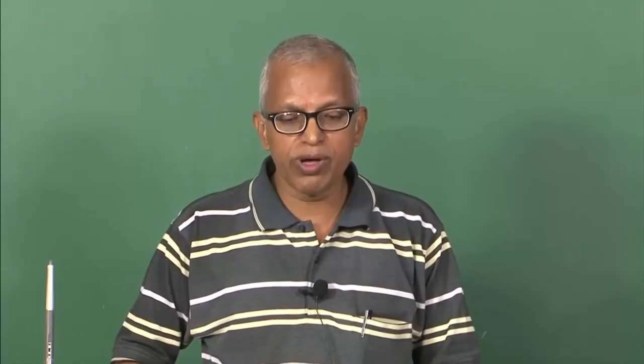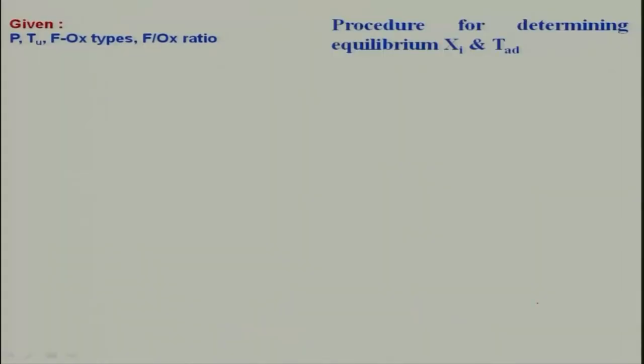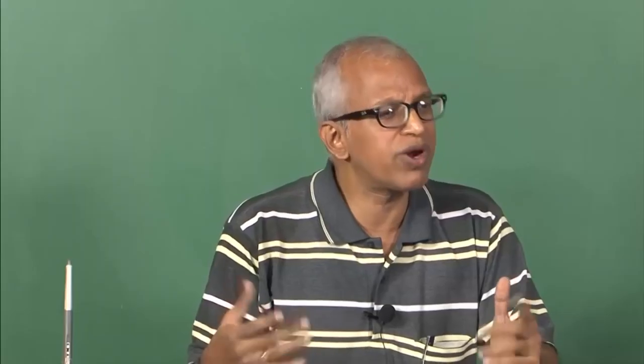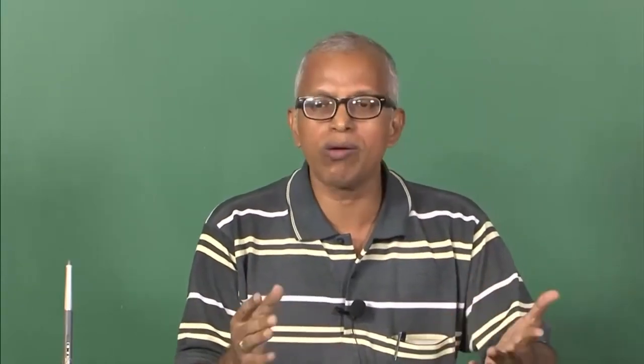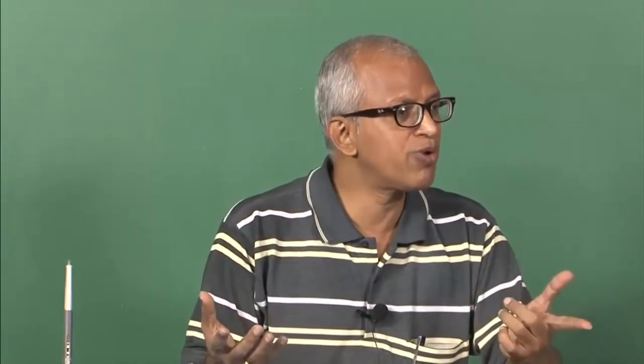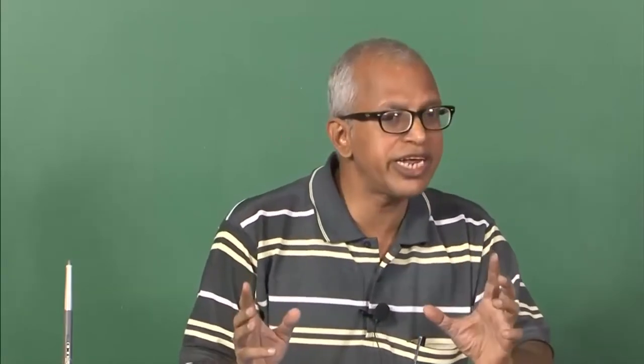Now, we are going to see how we are going to do that. We will have to devise a procedure for determining equilibrium compositions, that means mole fraction of species, and also adiabatic temperature, both are interlinked. So, I will just tell you the procedure, given that pressure is given and the unburnt temperature is given. It need not be 298 Kelvin, it may be 600, it may be 500, whatever it may be. And the fuel and oxidizer types, whether it is hydrogen air, methane air or propane air or propane oxygen or kerosene oxygen, that is to be also known. Otherwise, you cannot do. And what is the fuel oxidizer ratio has to be given.